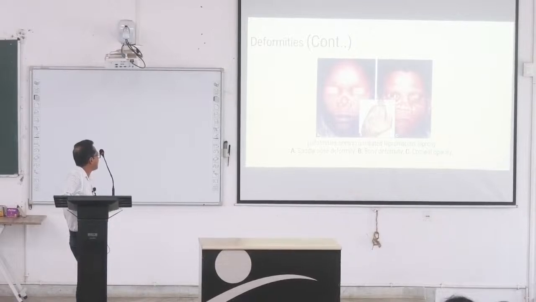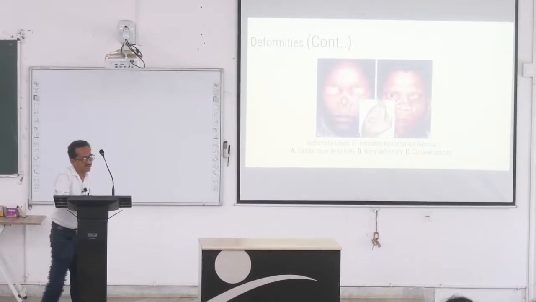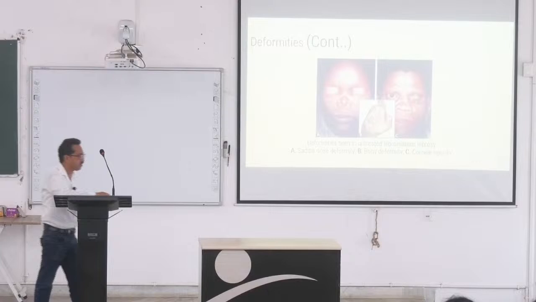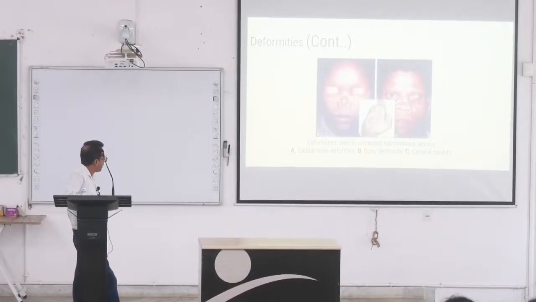Saddle nose deformity is in picture A, there is a bony deformity in the small picture B, and corneal opacity in the left eye. These are the common complications of lepromatous leprosy. Most cases are lepromatous leprosy.